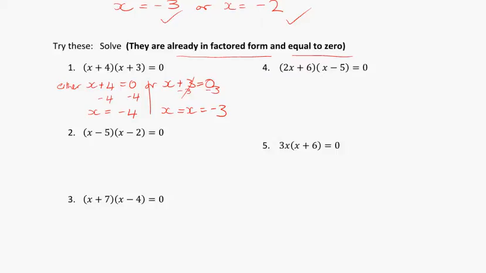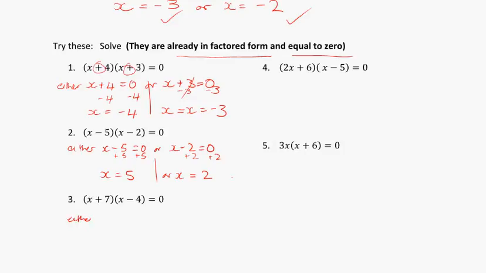Now notice that if there's no number in front of the x, the answer is just going to be the opposite sign to what's in here for your answer. Okay, let's try the next one. Either x minus 5 is equal to 0, or x minus 2 is equal to 0. Okay, solve them individually. Add 5 to both sides. So x equals 5, or x equals, I'm going to add 2 to both sides here, 2, and notice opposite sign.